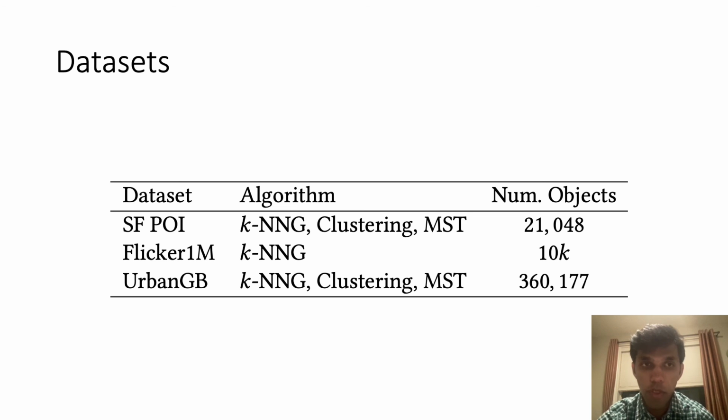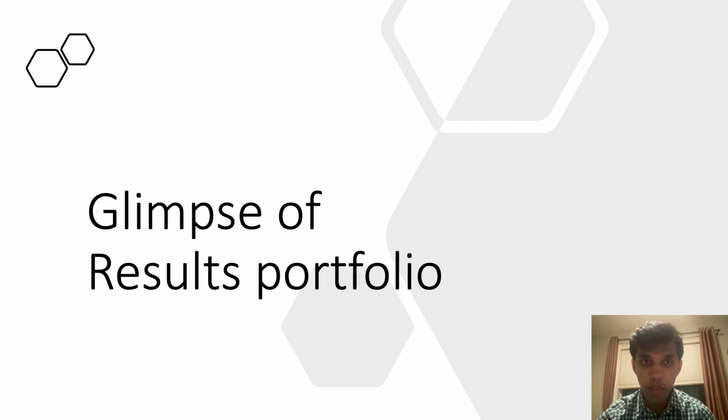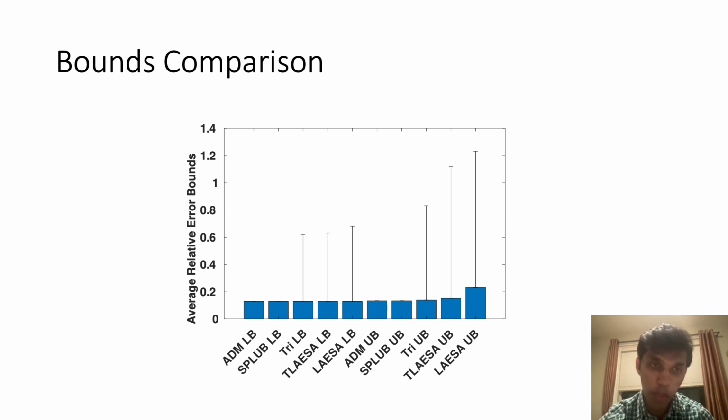For analyzing our results, we use three separate real-life data sets: SFPOI, the Flickr 1 million dataset, and Urban. For comparison, we use state-of-the-art algorithms: ADM, LESA, and TLESA, details of which can be found in our manuscript. In this glimpse of the results, you can see the lower bounds produced by ADM and SPLUB are exactly the same, and likewise for the upper bounds. The tri-scheme lower bound, which is the approximate lower bound, is much better than the TLESA and LESA lower bounds, as you can see from these pictures.